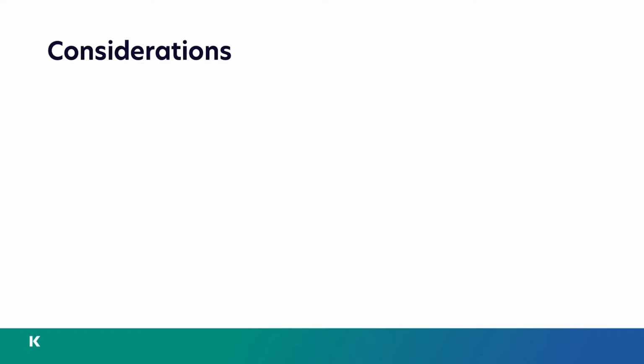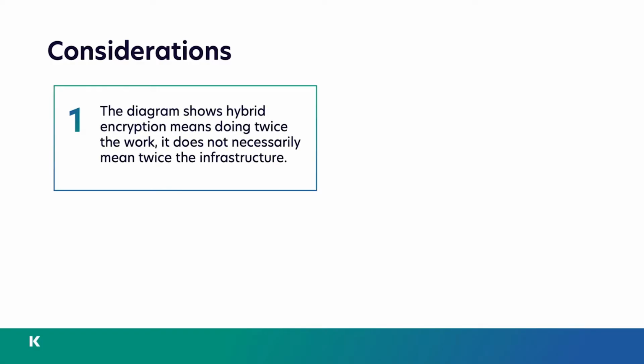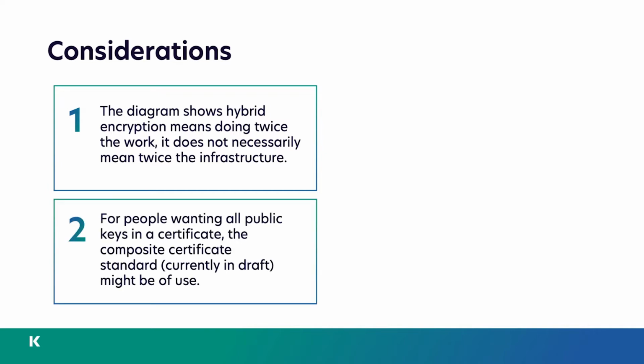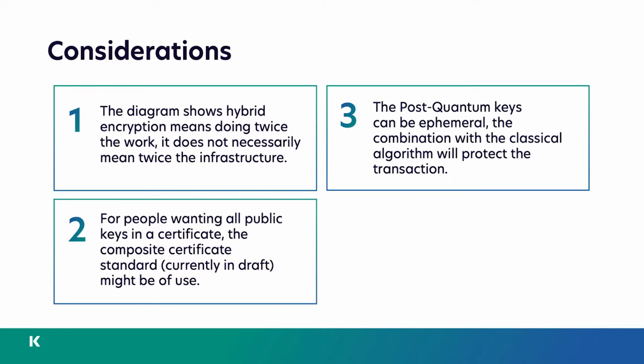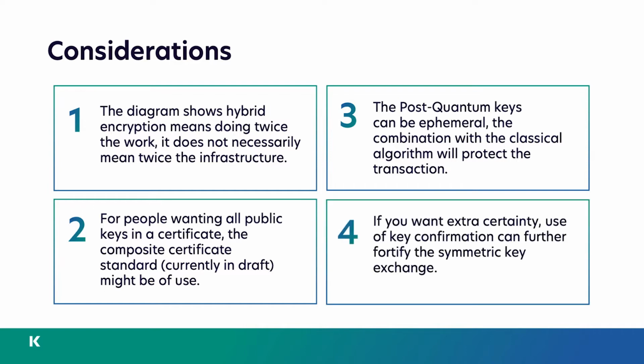So the first consideration with this is, of course, that the diagram shows that hybrid encryption means doing everything twice, but it does not necessarily mean that you need twice the infrastructure. For example, if you want all public keys in a certificate, you can still do that. There's a composite certificate standard currently in draft that might be of use for that too. And the alternative, of course, is that the post-quantum keys can be ephemeral, so the combination with the classical algorithm will still protect the transaction. But finally, if you want extra certainty, you can still use things like key confirmation, which can further fortify the exchange.